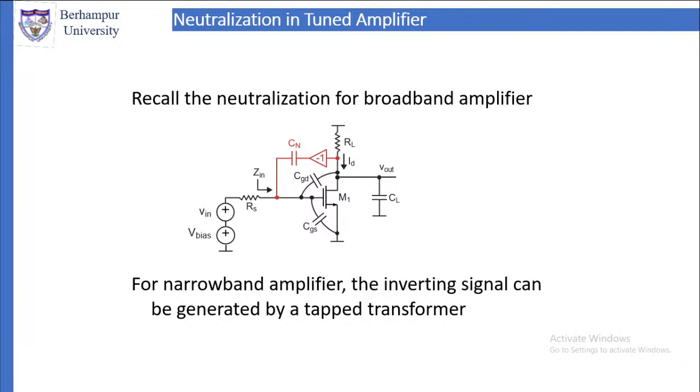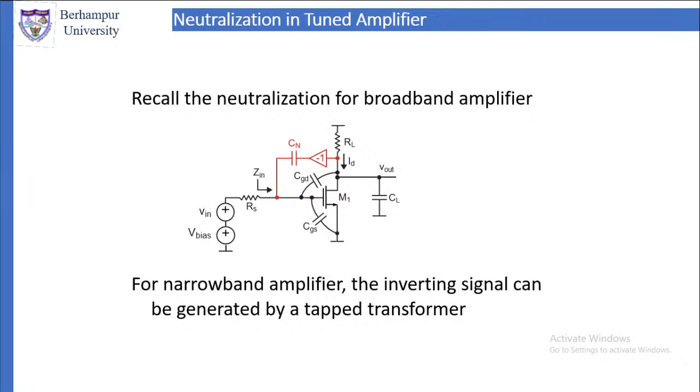And then for matching, we will use a neutralization capacitance, Cn. Cn is a neutralization capacitance which will match. So the circuit looks like this. The circuit now only changes in the red portion. So the circuit looks like this.